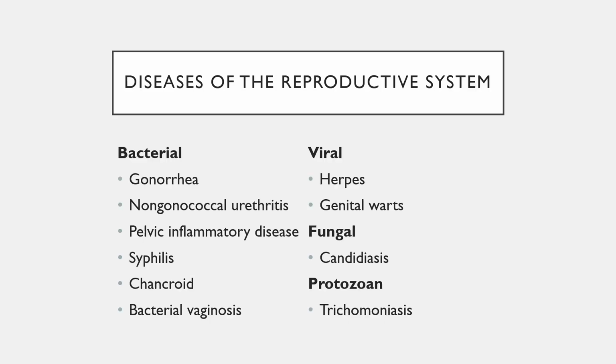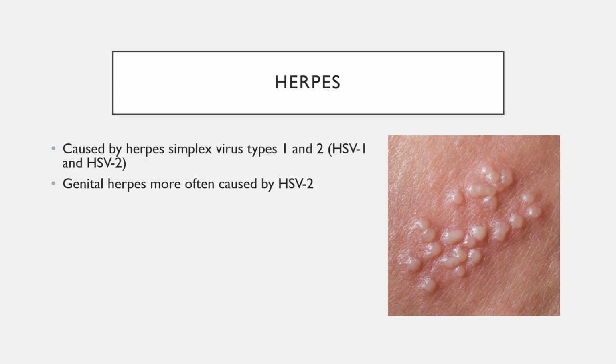So this brings us to the conclusion of our look at bacterial infections of the reproductive system. And now we're going to move on to our viral infections, which include herpes and genital warts. As we've seen before, we talked about herpes when we covered skin infections, and we saw that it's caused by herpes simplex virus 1 and 2, which are abbreviated HSV1 and HSV2 respectively. And we also saw that genital herpes is more often caused by HSV2, however, it can be caused by HSV1.